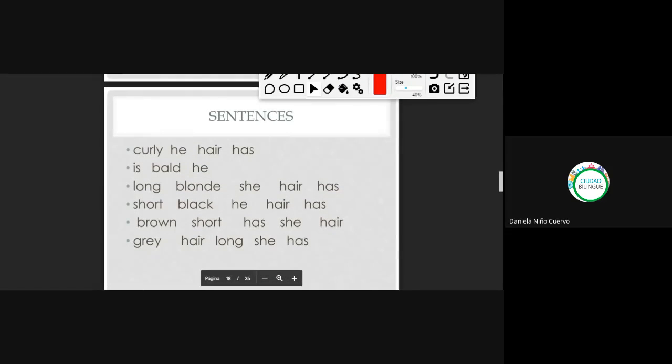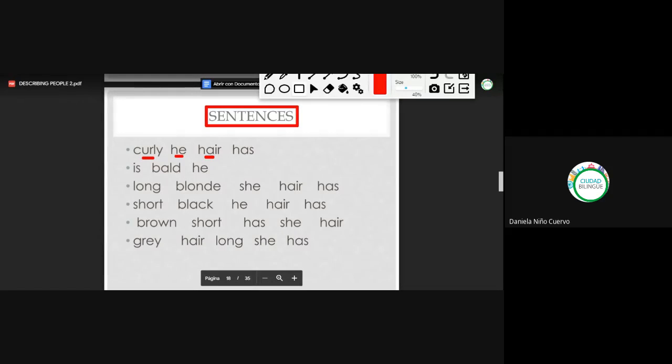We are going to organize the sentences, yes? Vamos a organizar las oraciones. Cada una de ellas tiene las palabras desordenadas, ¿sí? Curly, he, her, has. Vamos a ordenarlas para que quede una oración lógica, all right? So, for example, number one: curly, he, her, has, sería he has curly hair. He has curly hair.